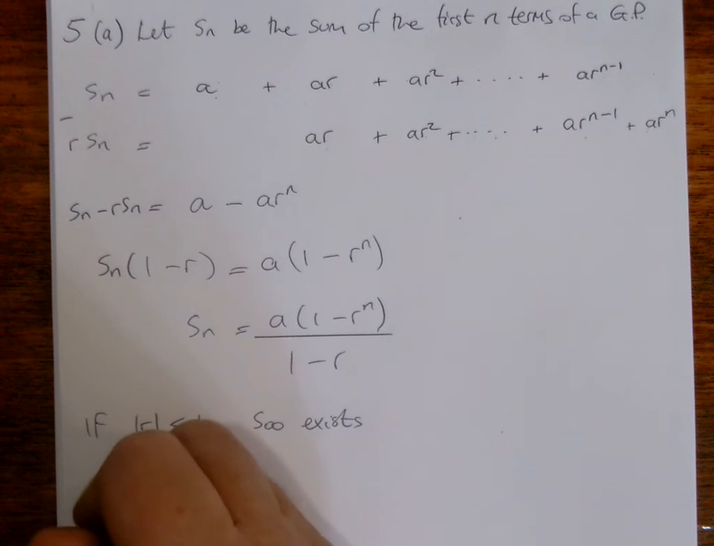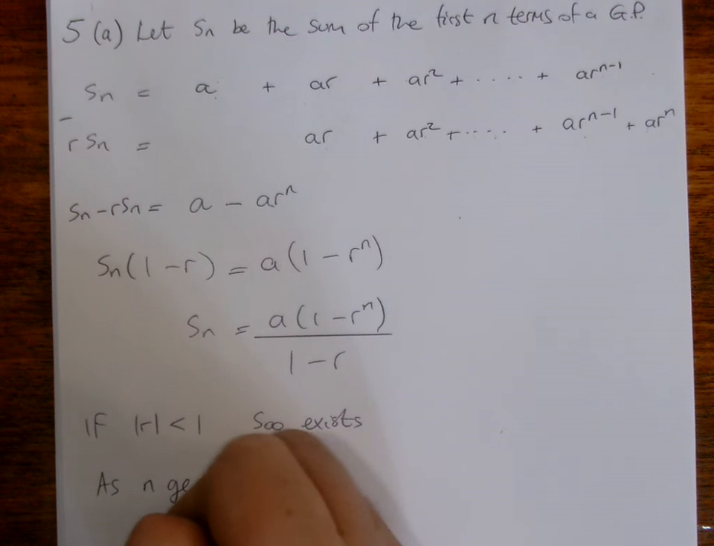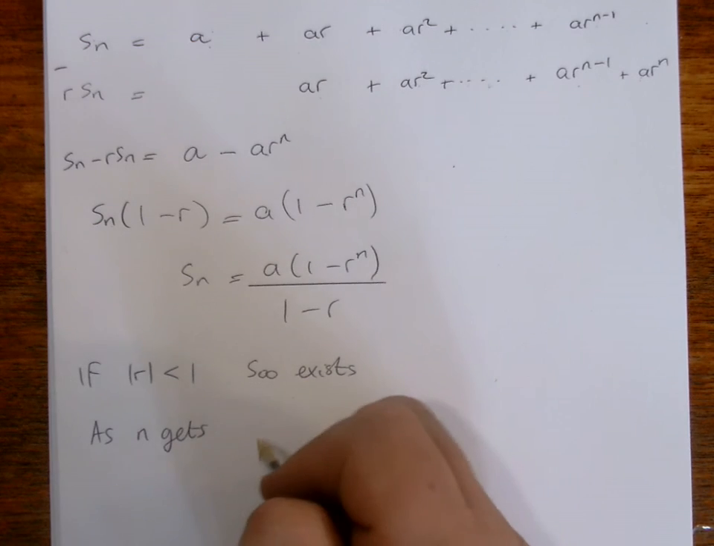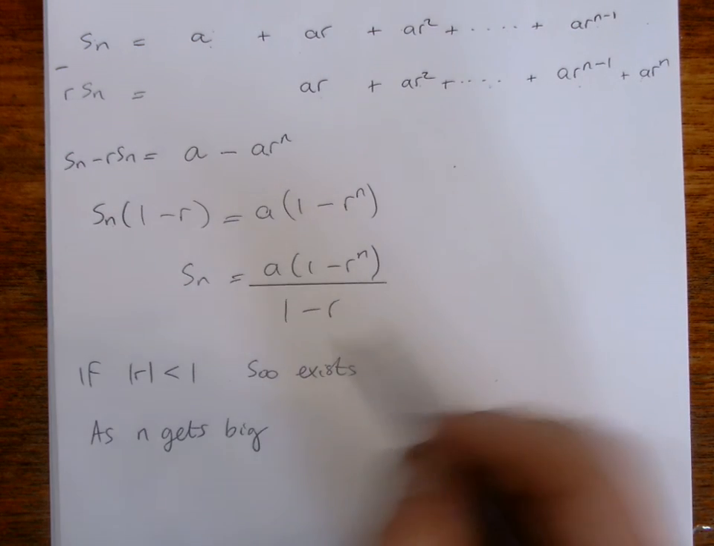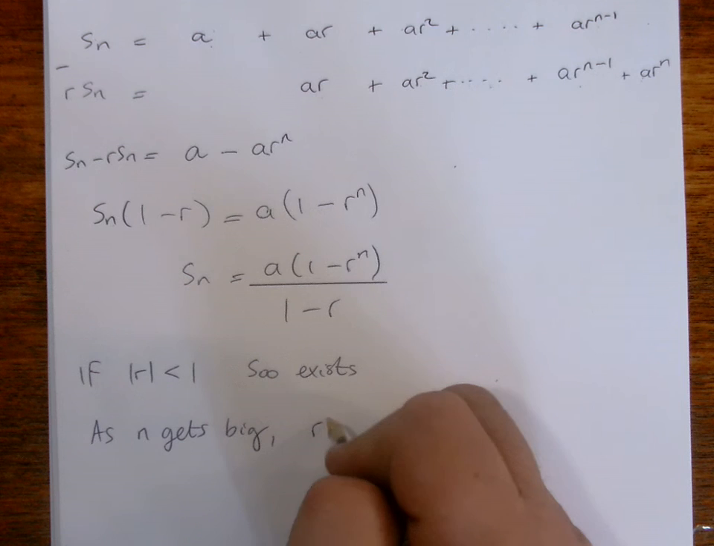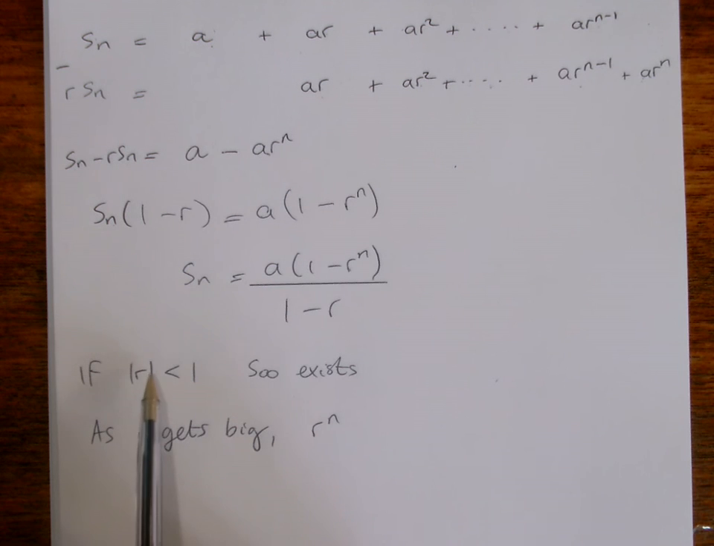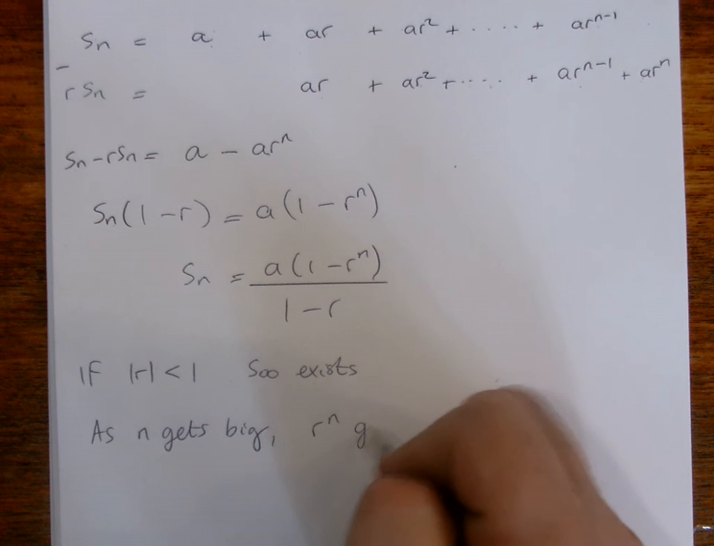So you say, as n gets big, let's put it in layman's terms to start with. As n gets big, really big, r to the n, what will happen to it? Now think about it. r is less than 1, so it's a decimal less than 1. If you put a decimal less than 1 to a power, it gets smaller and smaller. So if r was, for instance, 0.1, and you put 0.1 to the power 10, it's super small. So as n gets bigger and bigger, rn gets smaller.